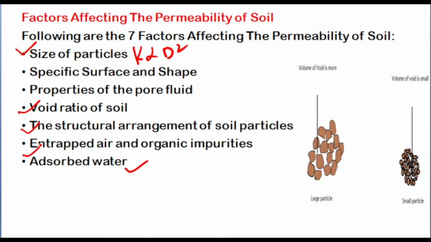Entrapped air and organic impurities: if the entrapped air and organic impurities are more, permeability is less. So it is inversely proportional. When it comes to absorbed water, it is nothing but the water which is surrounding the soil particles. So if absorbed water is more, permeability is less. So it is again inversely proportional.